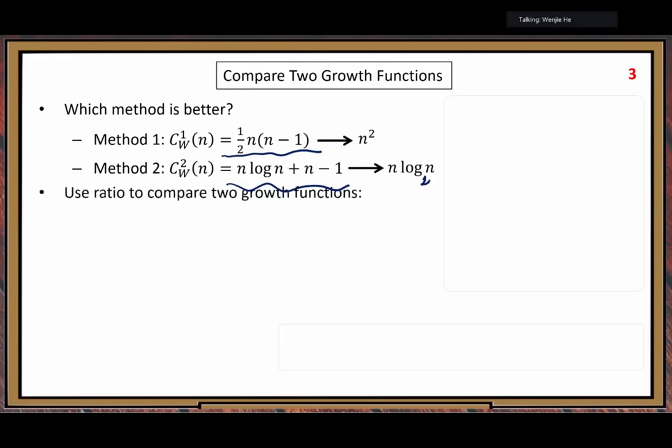Then we use the ratio to compare two growth functions. Ratio and limit. We did one before, now we do it again. Take the ratio, then calculate the limit. After simplification, cancel out one n. This time, n over log n. How do we see this limit?